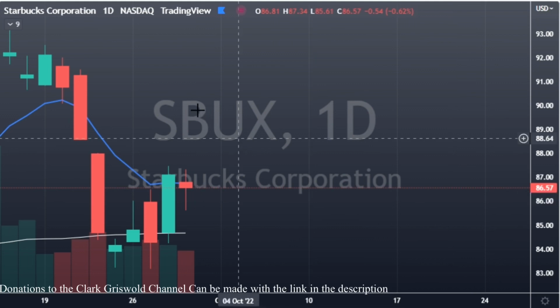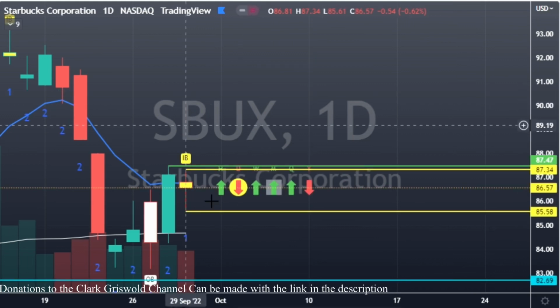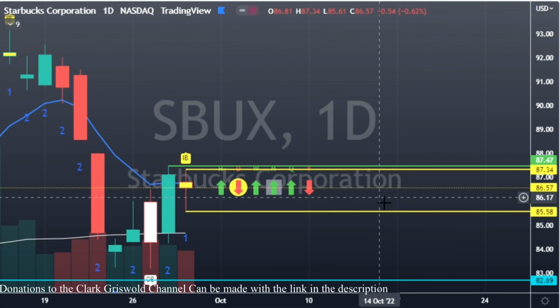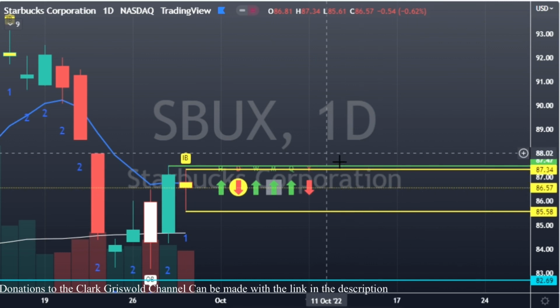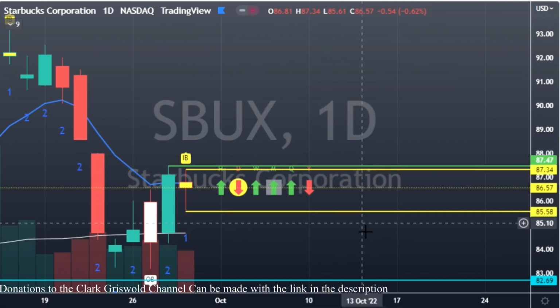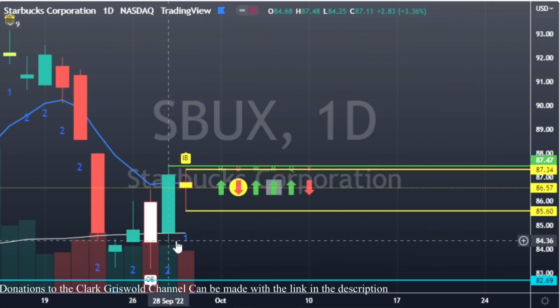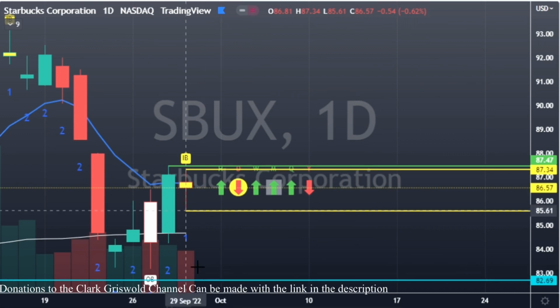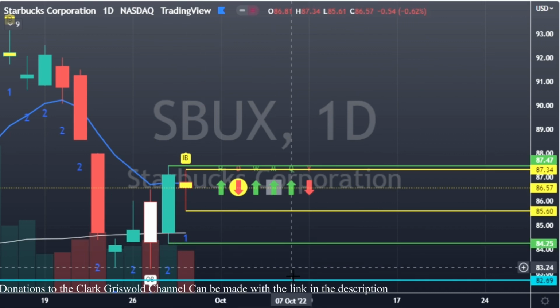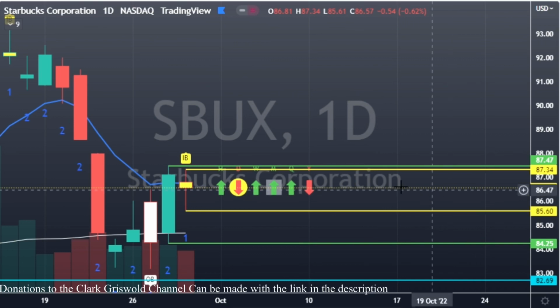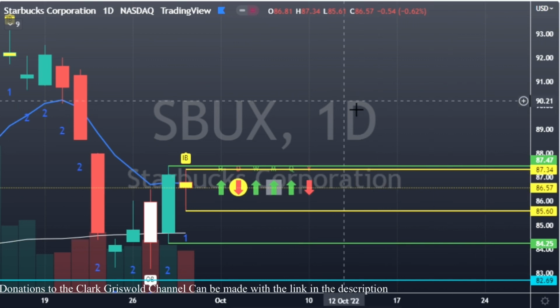Okay, Starbucks has an inside bar. We could take calls at 87.34, magnitude not great on the first target, and then we can take puts at 85.60, and great magnitude to the downside on Starbucks. Let me mark that out for you guys. 84.25, sorry. That's over $1. It's a good range there.